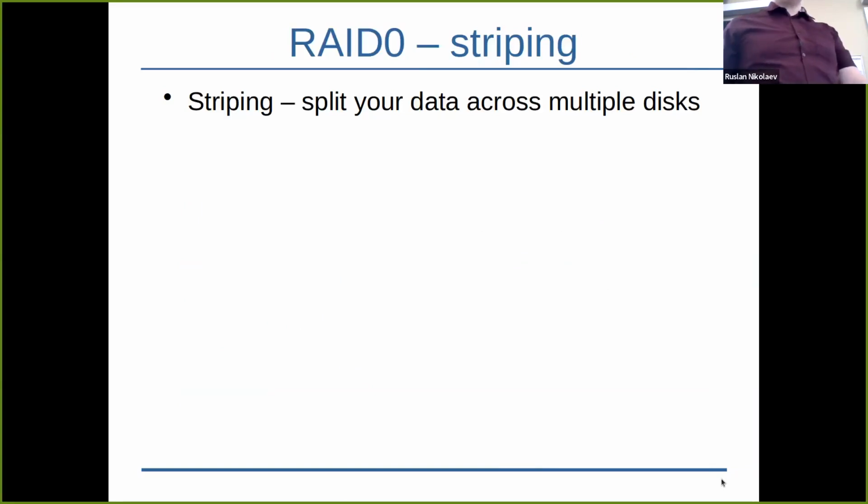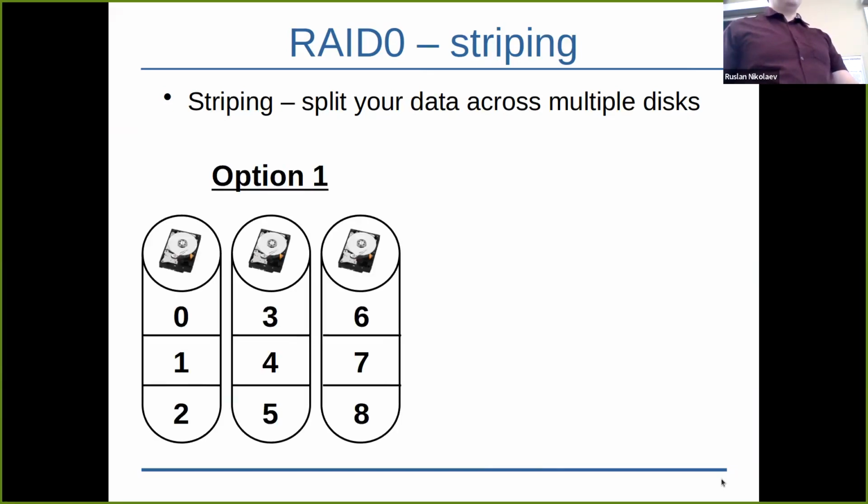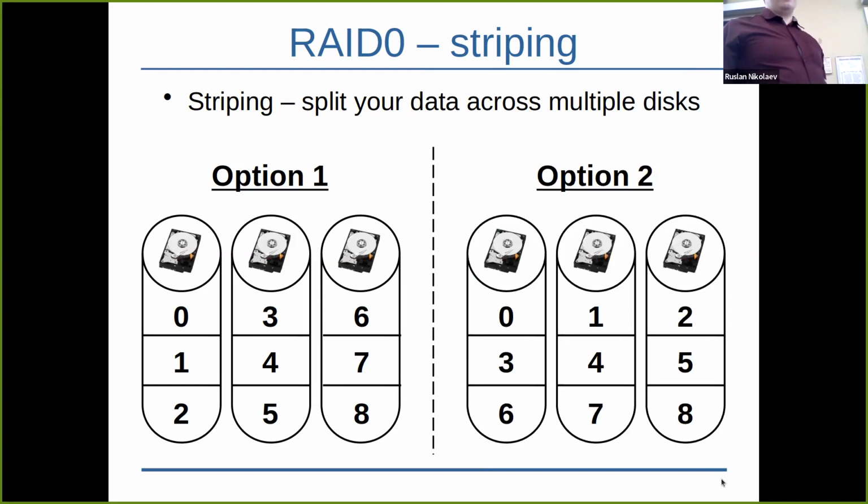The first approach is RAID 0 striping. You split your data across multiple disks. Let's say we have a traditional way to store data. I write my data block 0, 1, 2, then I continue to the next disk 3, 4, 5, 6, 7, 8, and so on. But I can do something smarter. I can split it across different disks. Block 0 goes to the first disk, 1 to the second disk, 2 to the third disk, and so on.